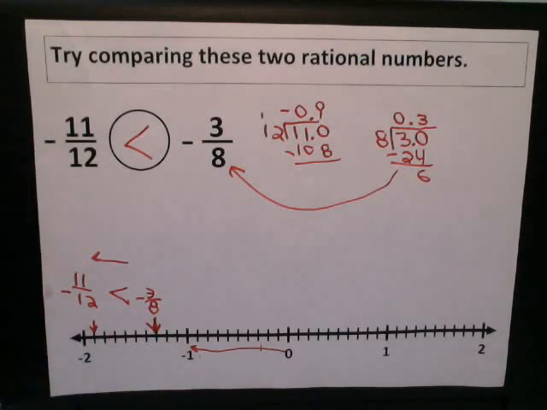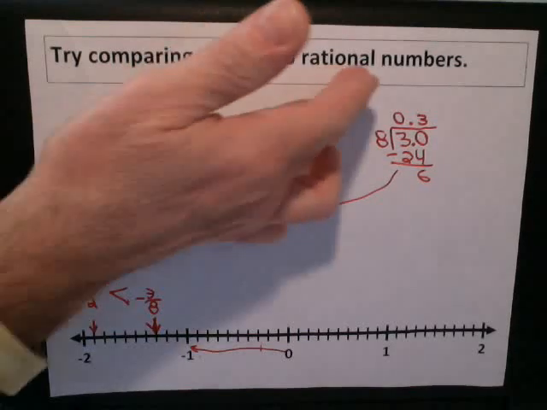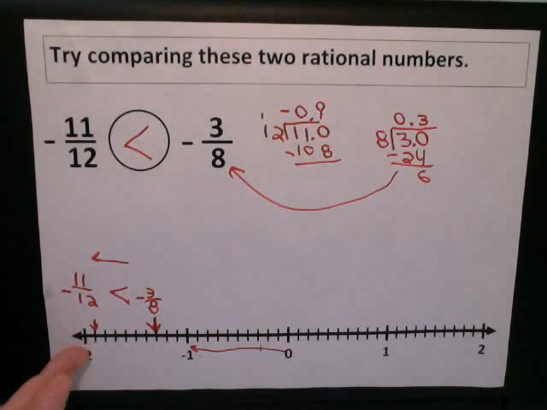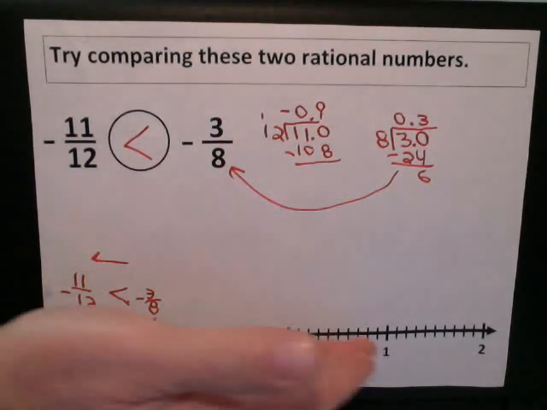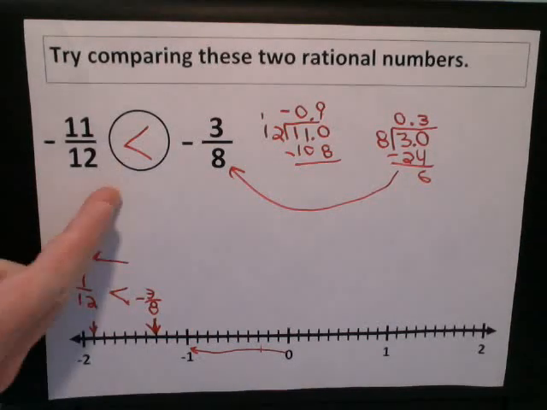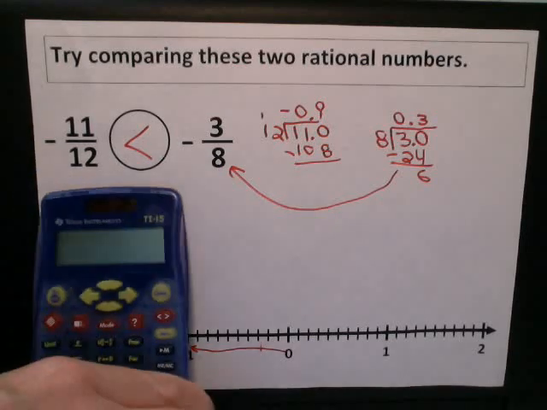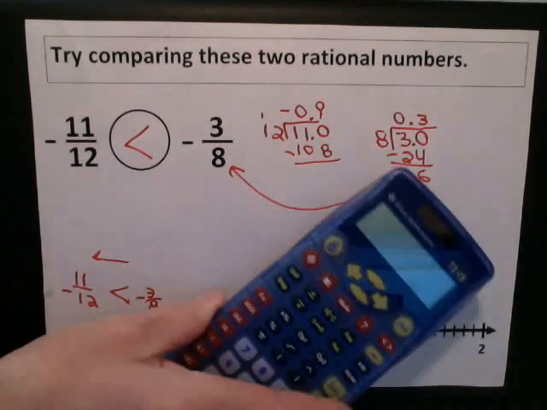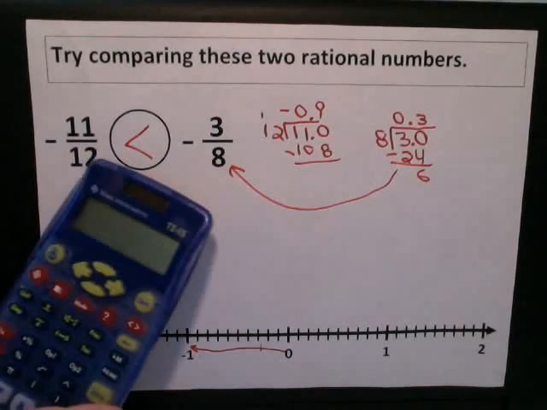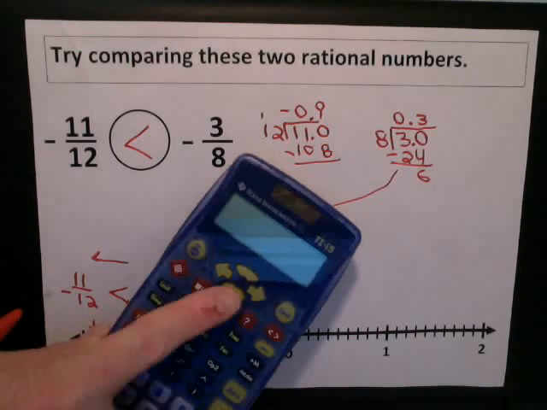Alrighty. Hopefully you have some understanding of what rational numbers are and where they are on the number line, and how the rules of left and right, greater than, less than, still apply to these. Just remember that when you're comparing them, it's always easier to turn them into decimals than work with them as fractions. And you can always use a calculator to do that.